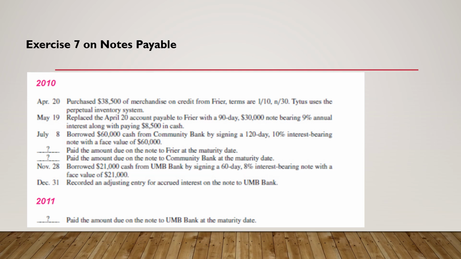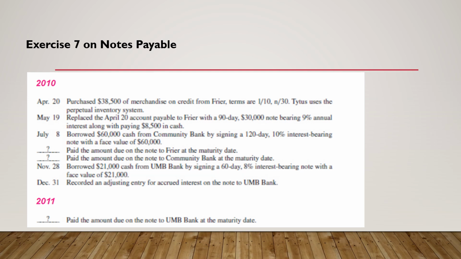Then finally, in 2010, on December 31st, the company recorded an adjusting entry for accrued interest on the note to UMB Bank. Of course, we know the accrued expense, for which we record an adjusting entry: debit the expense and credit the payable. So debit interest expense, credit interest payable.